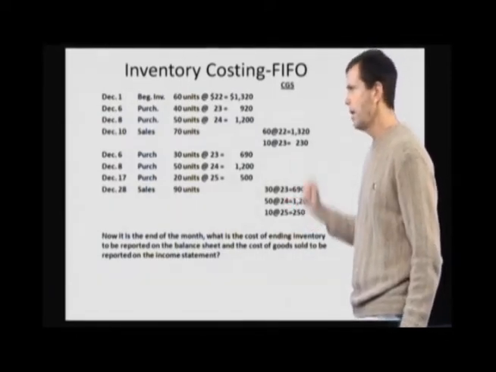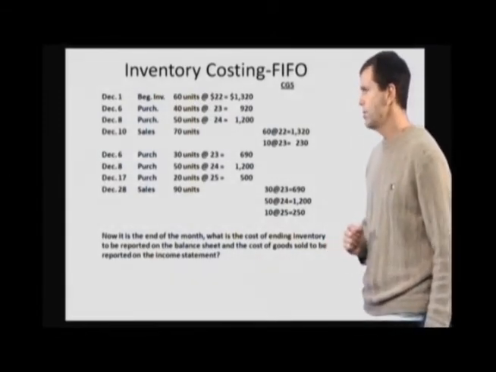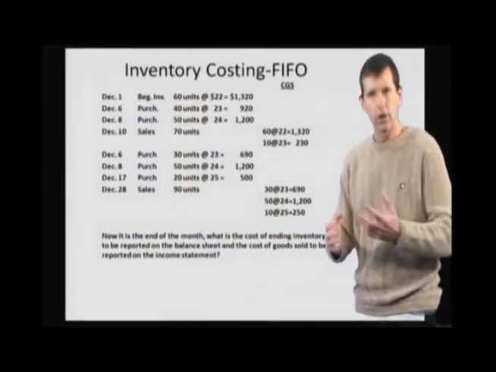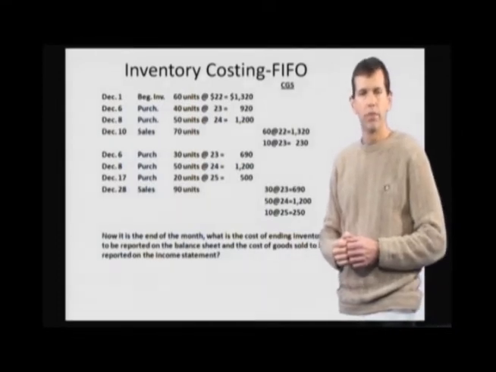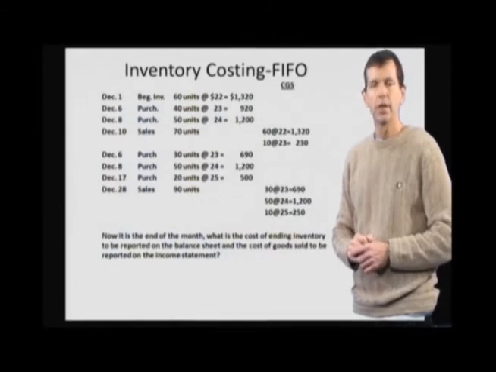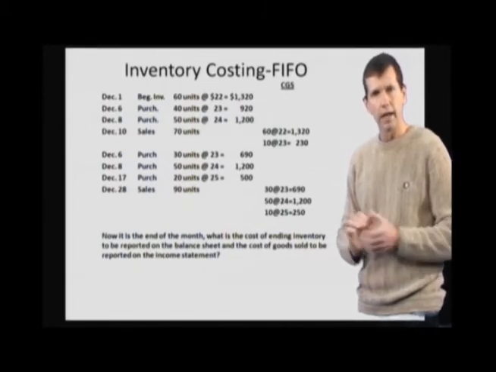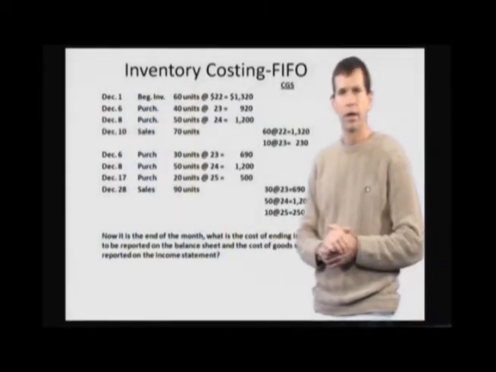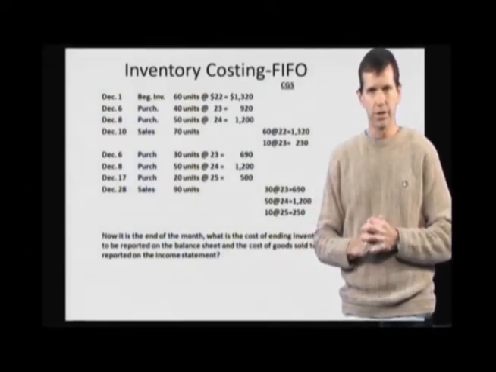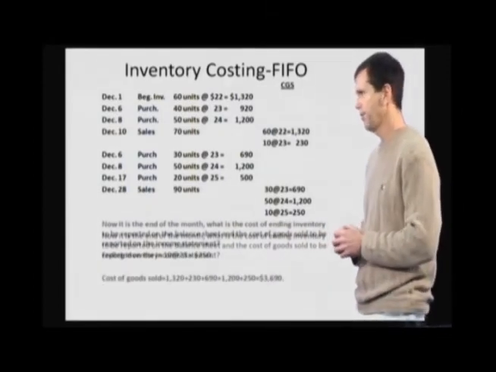Hopefully so. Now, it's the end of the month, and we need to calculate what is the cost of the ending inventory, because ending inventory will be reported as an asset called merchandise inventory on the balance sheet. We also need to determine what's the cost of goods sold, and this will be reported as an expense on the income statement. So we need to calculate those two things, and if you think you know the calculations, again, go ahead and put me on pause and do those calculations, and then we will go on to the next slide and show whether or not you got that correct.